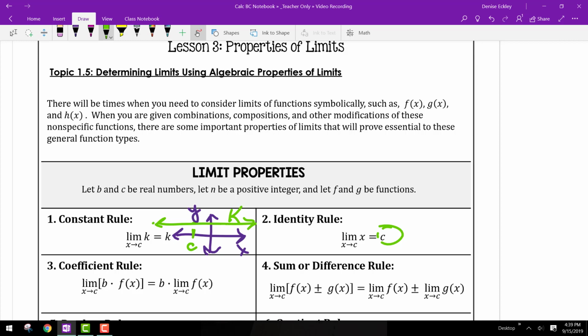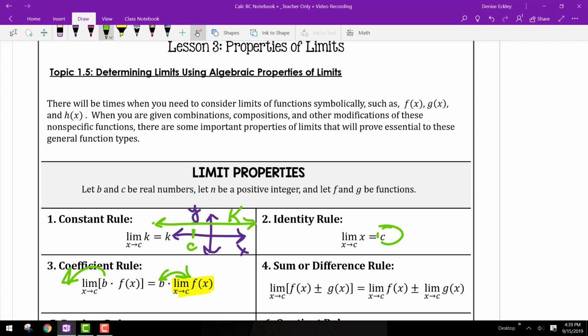And what we're saying here is it's a coefficient. It does not change regardless of what x value you're approaching. So you can take the limit of the function first, and then once you find that limit, you can multiply the coefficient times the limit instead of the coefficient times the function.